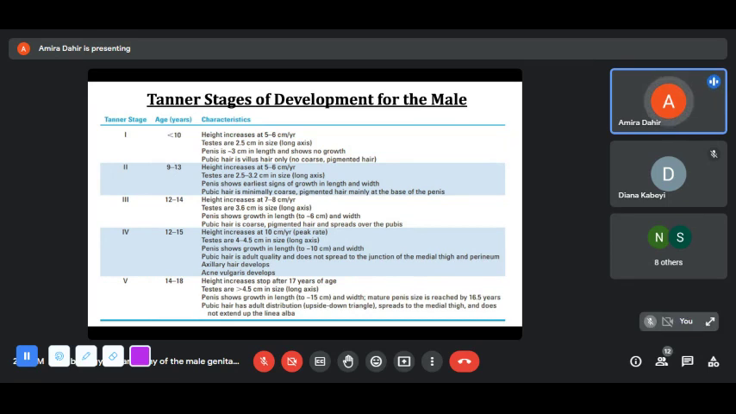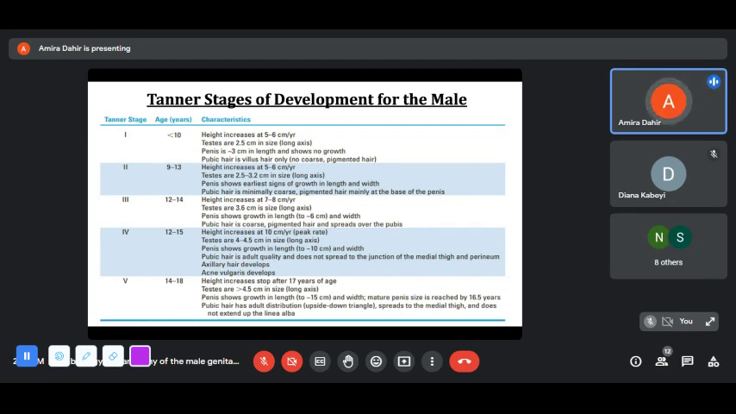At Tanner stage 2, which coincides with 9 to 13 years, the height increases at 5 to 6 centimeters per year. The testes are 2.5 to 3.2 centimeters in size, that is the long axis. And the penis shows early signs of growth in length and width. Pubic hair is minimally coarse, pigmented hair, mainly at the base of the penis.